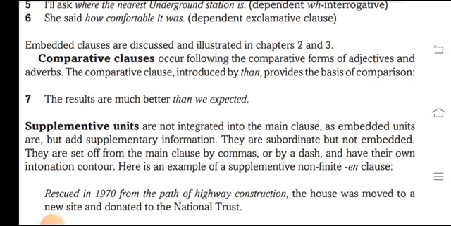Embedded clauses are discussed and illustrated in chapters 2 and 3. The comparative clause occurs following the comparative forms of the adjective and adverb. The comparative clause is introduced by "than" and provides the basis of the comparison: the results are much better than we expected.